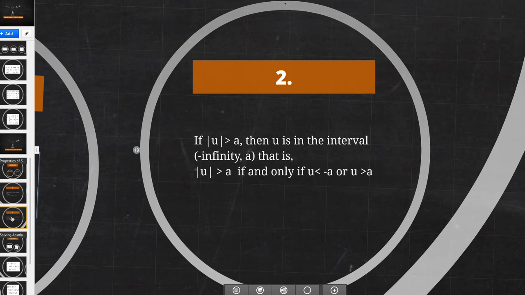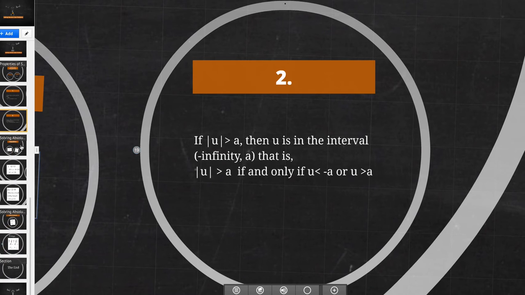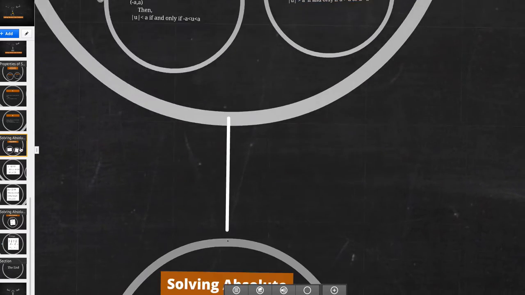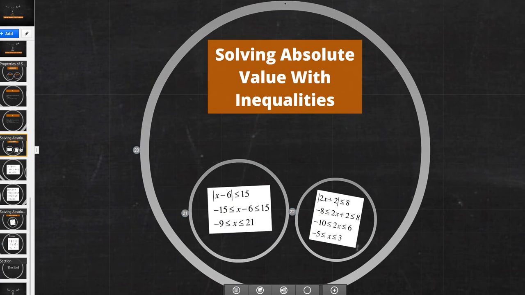If the absolute value of u is greater than a, then u is in the interval negative infinity to negative a, or a to infinity. That is, the absolute value of u is greater than a if and only if u is less than negative a or u is greater than a. This follows for greater than or equal to and less than or equal to inequalities.